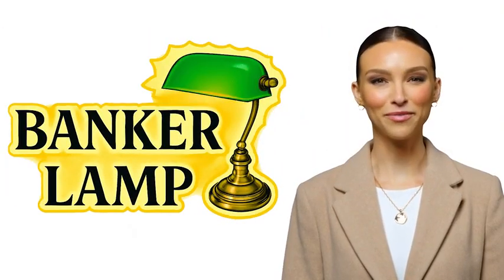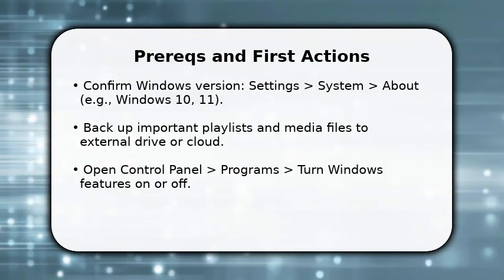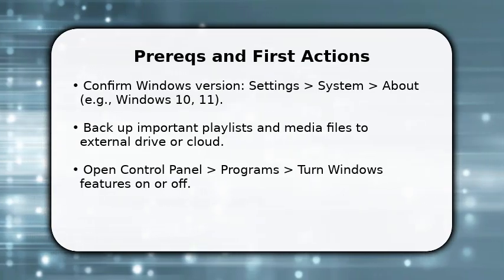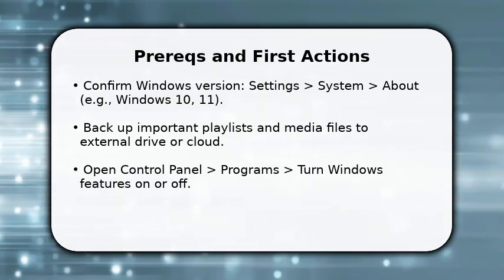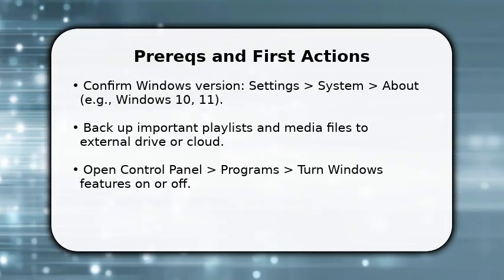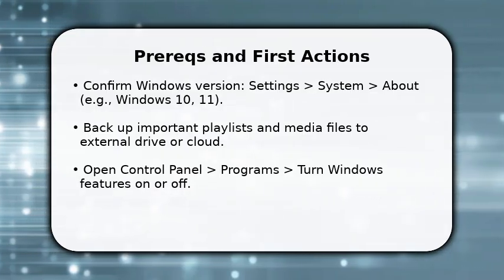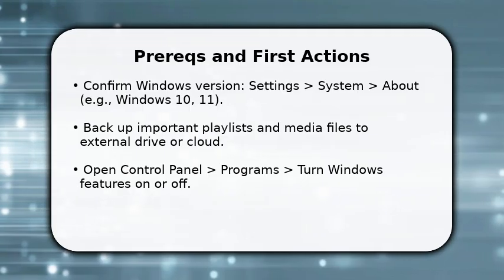Please enjoy the video. You begin by verifying your Windows edition and securing your media. Backup playlists and files so no data is lost. Once done, open Control Panel and navigate to Programs, then turn Windows features on or off.